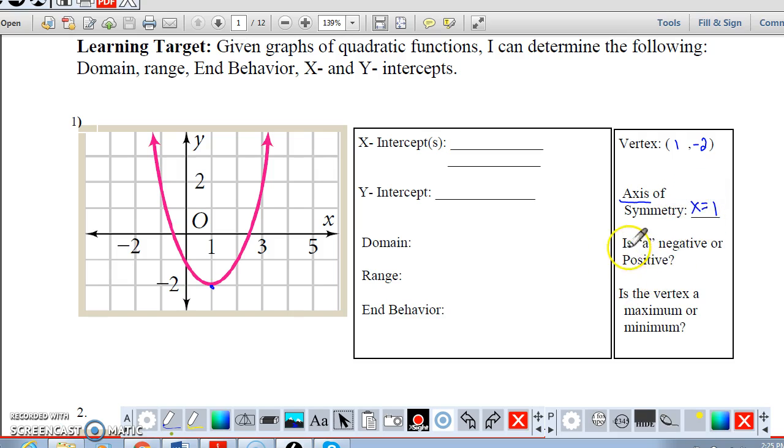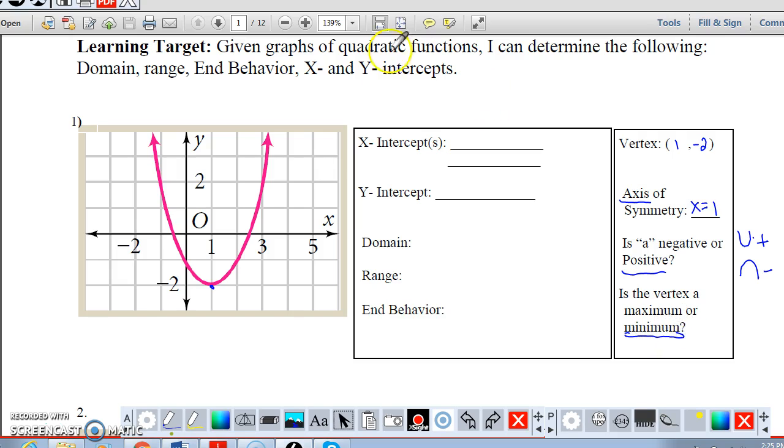All right, there's a question here. Is a, which is the coefficient of your x squared, a negative or a positive number? Since this one opens up, that is positive. If it opens down, that's negative. So therefore this one is a positive number. Is the vertex a maximum or a minimum? As you can see, the vertex is the lowest point, so therefore that is a minimum.